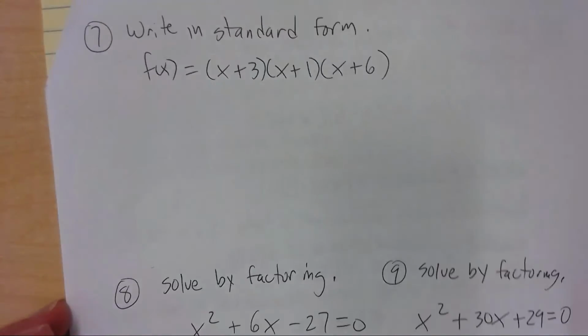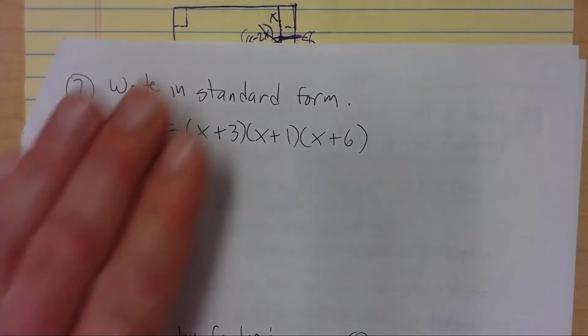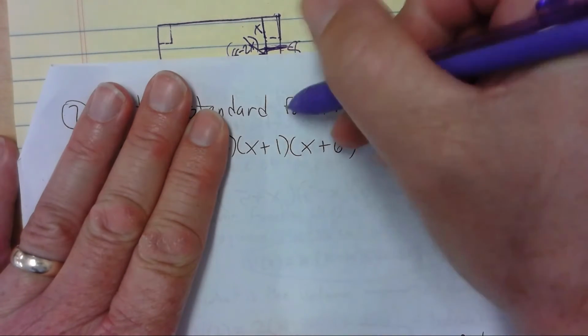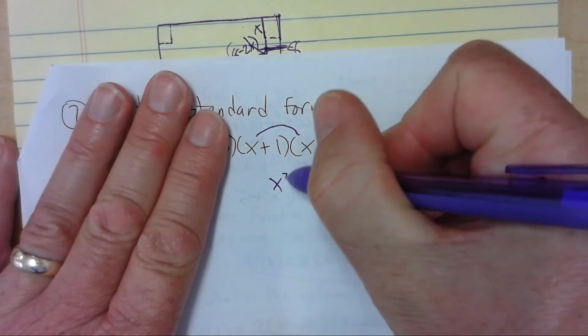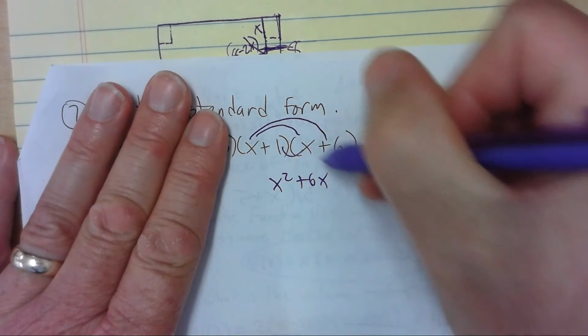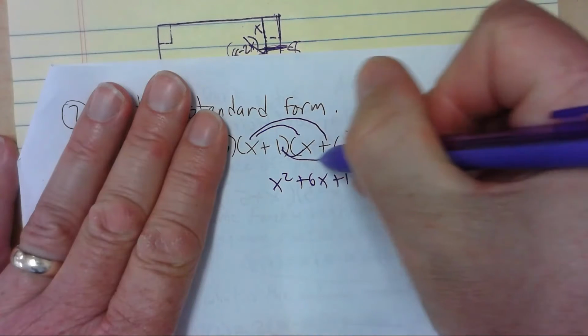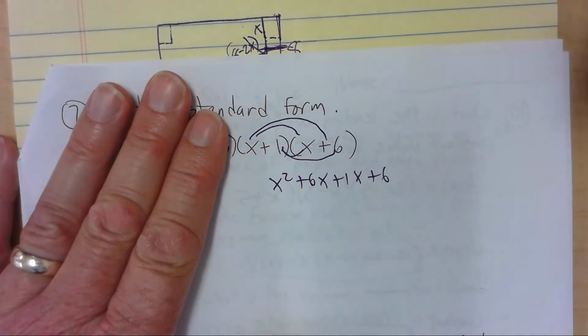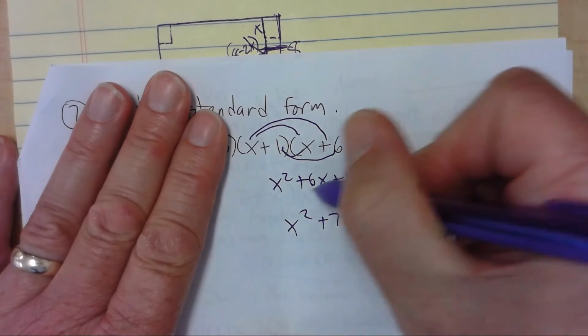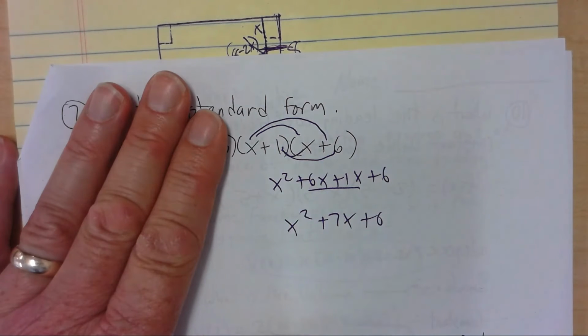Okay, standard form. So the way I suggested doing this was covering this up here, multiplying these together first. So we do x times x, x squared, plus 6x, plus 1x, plus 6. So I just foiled that out. First, outside, inside, last. X squared plus 7x plus 6. So those are the inside terms there that add together.